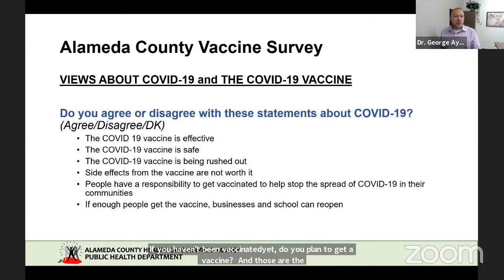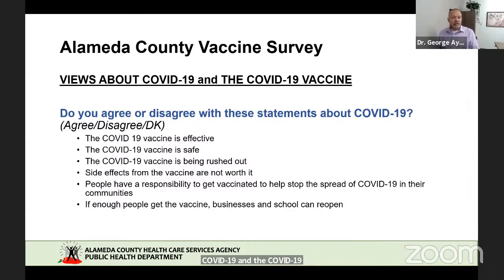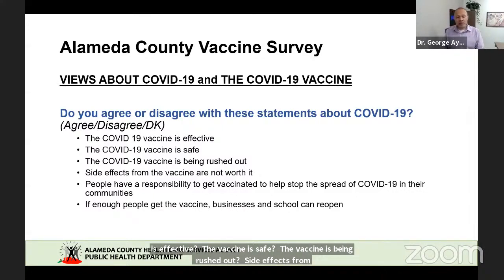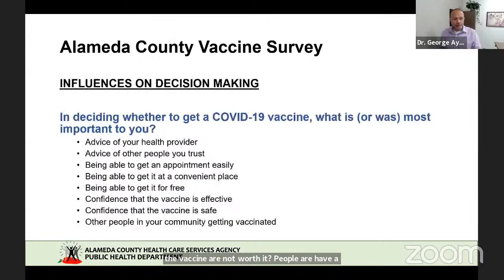We also asked a series of questions about views about COVID-19 and the COVID-19 vaccine. Do you agree or disagree with these statements about COVID-19? The vaccine is effective, the vaccine is safe, the vaccine is being rushed out, side effects from the vaccine are not worth it. People have a responsibility to get vaccinated to help stop the spread of COVID-19 in their communities. And if enough people get the vaccine, businesses and schools can reopen.